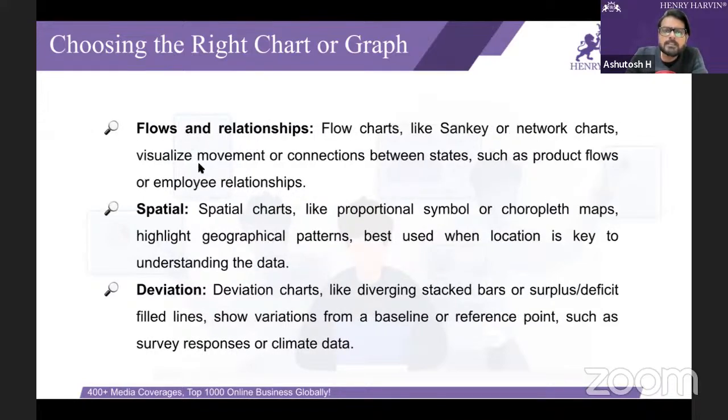In the same way for flows and relationships, we are having Sankey and network charts. Spatial data, we are having the path is there, map is there, geographical patterns are there, maps are there. All these kinds of things are there. When we are talking about deviation charts, like diverging stacked bars are there, surplus deficit filled lines are there. So these are showing the variations from the baseline or the reference point.